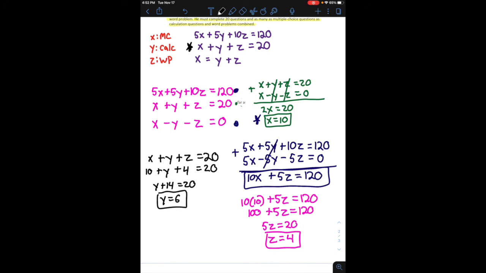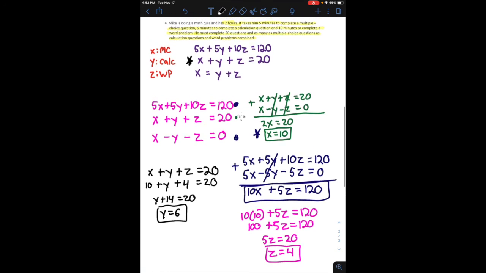As our answer, we would state what the variables stand for in terms of what Mike completed on his quiz. So x means multiple choice. We know that Mike completed 10 multiple choice questions on his quiz, 6 calculation problems, and 4 word problems.